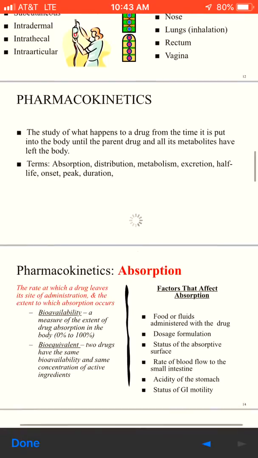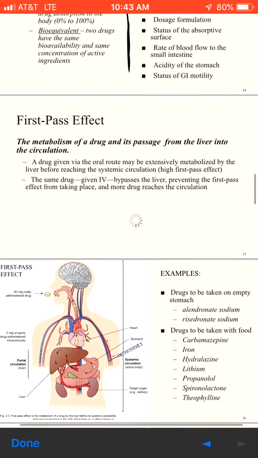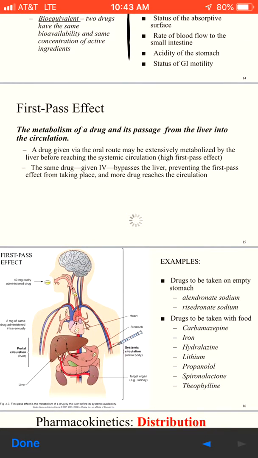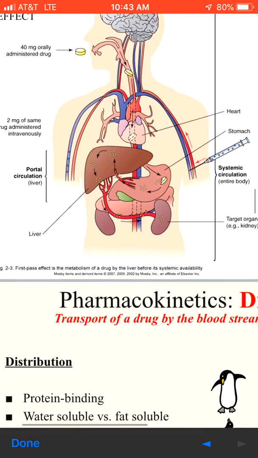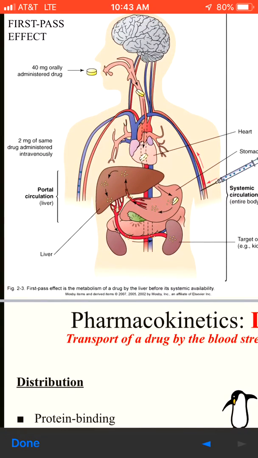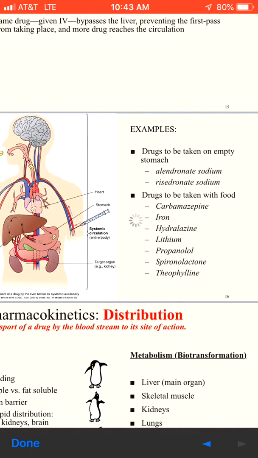Pharmacokinetics is the study of what happens to the drug as far as absorption. You guys can read through that slide. And then the first pass effect is something very important to know what that means. So it's the metabolism of the drug in its passage from the liver into the circulation. Many of the PO drugs are affected by this first pass effect. And this kind of shows the diagram of medication being swallowed and all the different processes that it needs to go through the body in order to be metabolized.